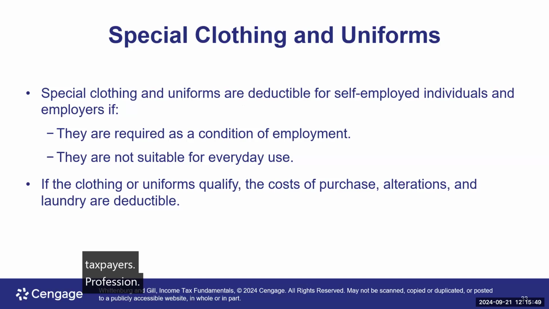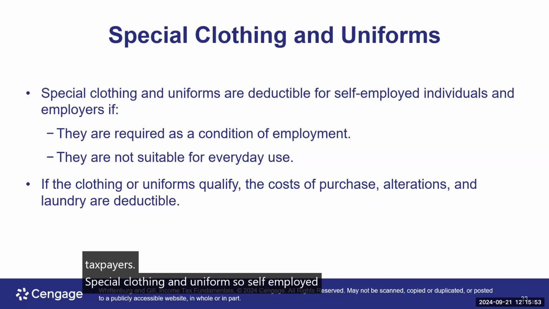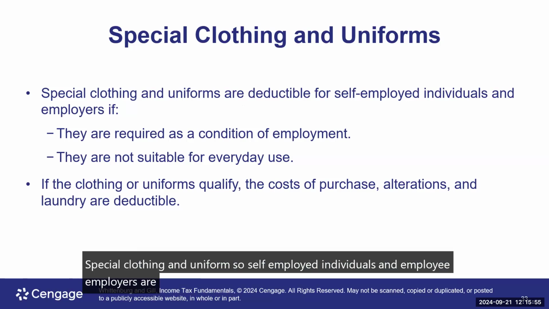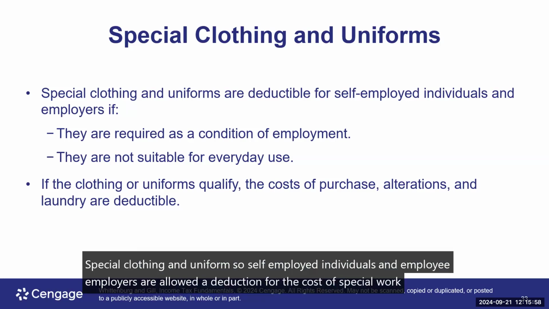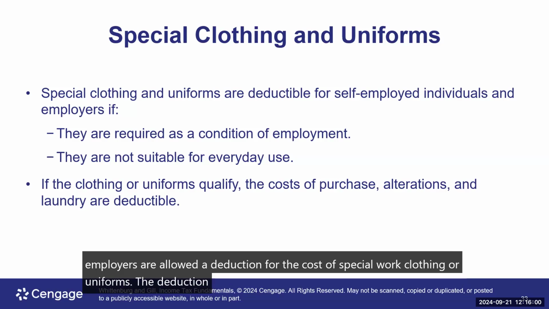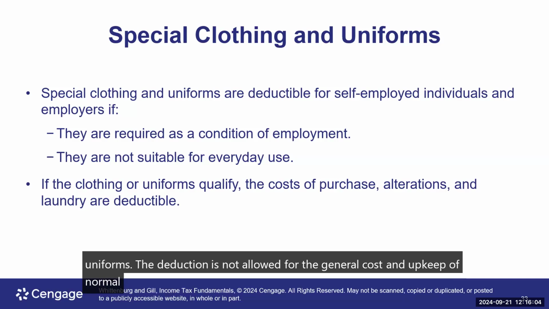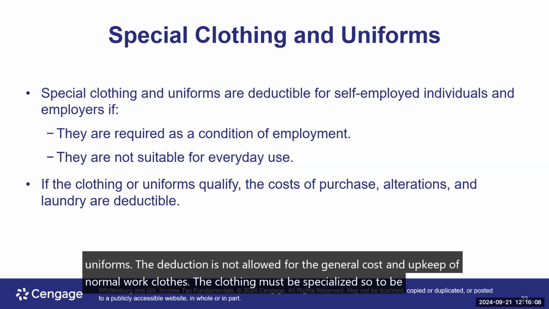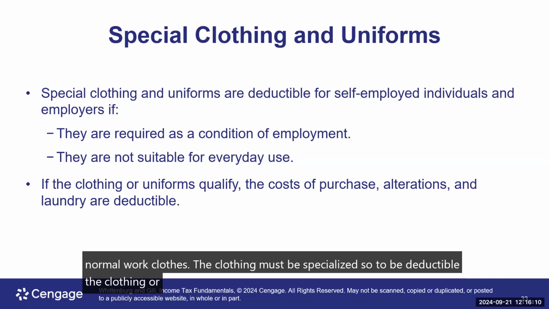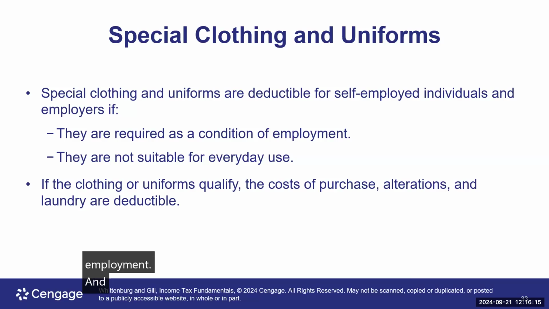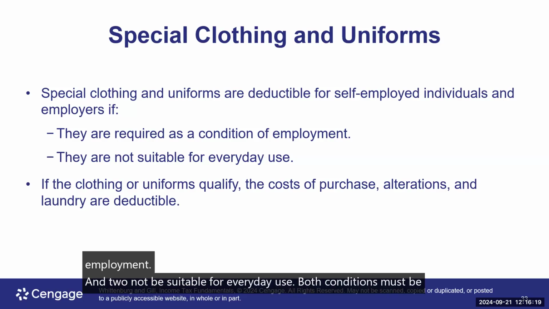Special clothing and uniforms. Self-employed individuals and employees are allowed a deduction for the cost of special work clothing or uniforms. The deduction is not allowed for the general cost and upkeep of normal work clothes. The clothing must be specialized. To be deductible, the clothing or uniforms must, one, be required as a condition of employment, and two, not be suitable for everyday use. Both conditions must be met for the deduction to be allowed.